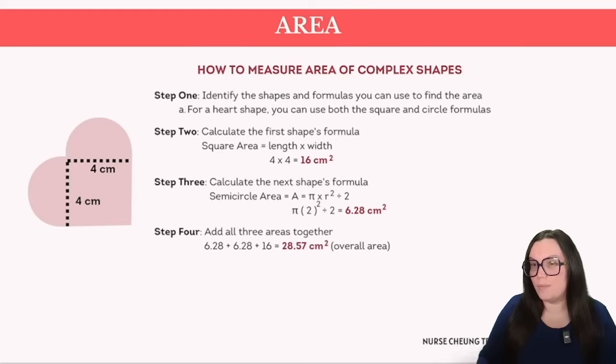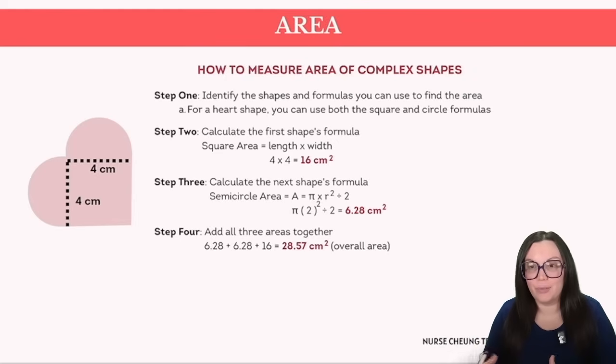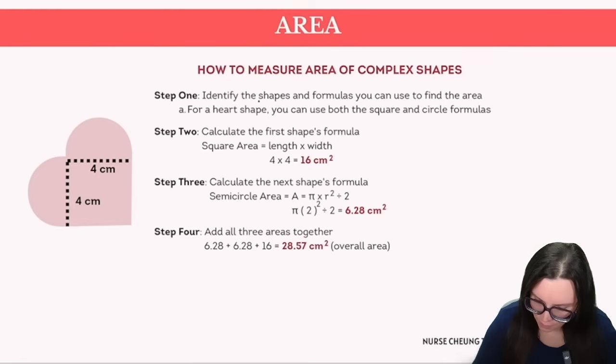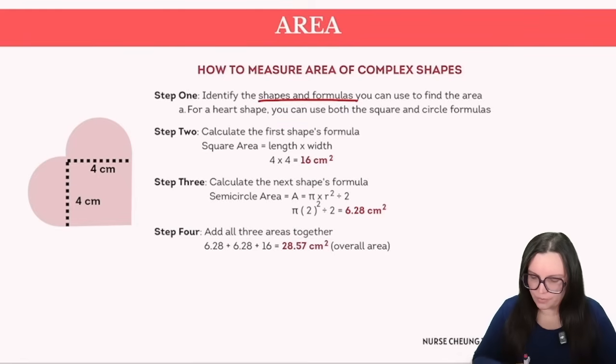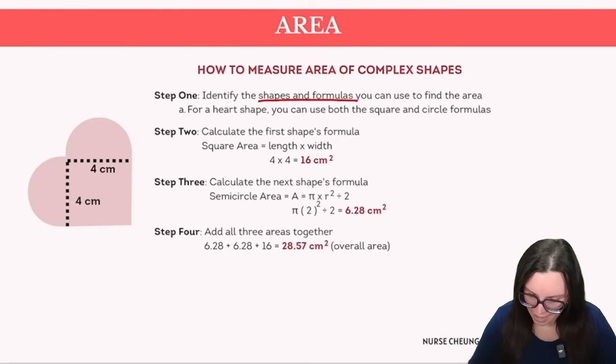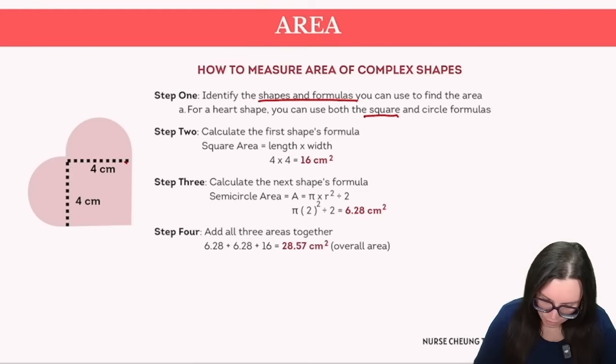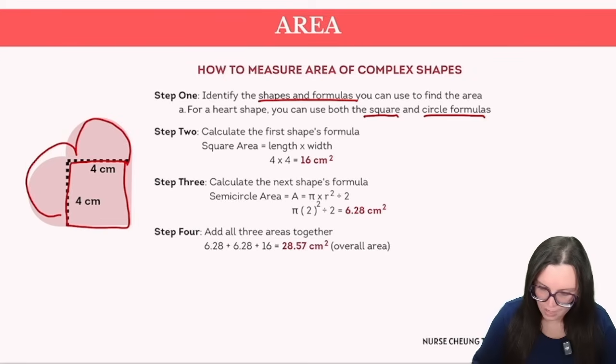So let's take a look at one more example of a complex shape. So here we have a heart, and we're trying to figure out what the overall area of that heart is. So step 1 is we want to identify the shapes and formulas that we're going to use in order to find the area of our heart. So we have a couple different shapes. We have a square, which is this area that's right here. And then we have a circle formula, which are these areas right here.